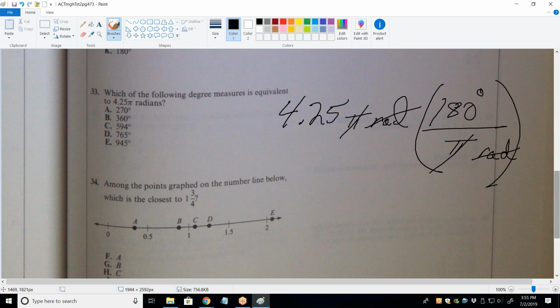It's 4 and a quarter times 180. Yes, sir. 4.25 times 180 is 765. Yeah. So that's D. So your calculator does not have a feature on it where you can put in radians and let it tell you degrees, does it? No, I don't think mine does either. So you have to know that conversion factor.